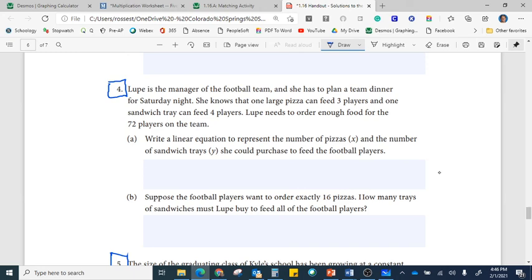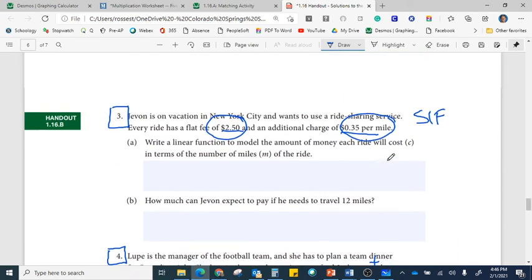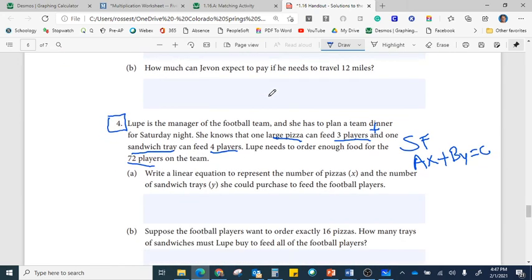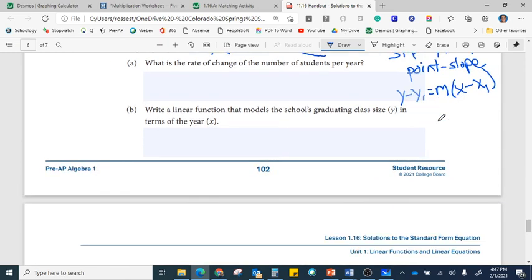So this one right here, one large pizza can feed 3 players. Pizza, 3 players, and means that you're going to be adding them up. Sandwich tray, 4 players, and then a total. So this one is going to be standard form. You can put that into standard form: ax plus by equals c. Slope-intercept form: y equals mx plus b. Slope-intercept form from standard form.